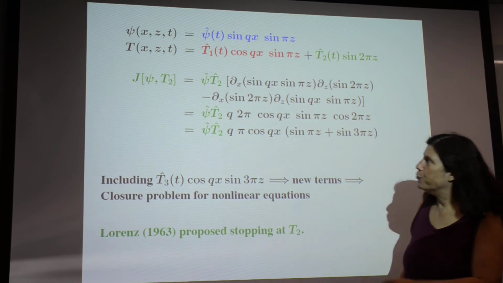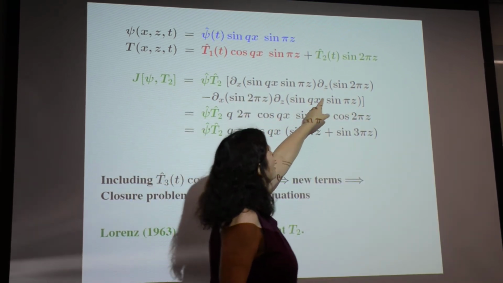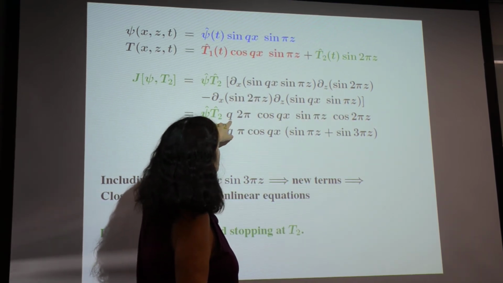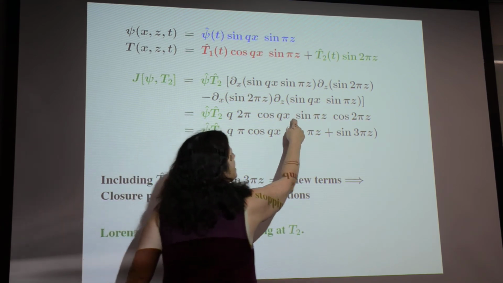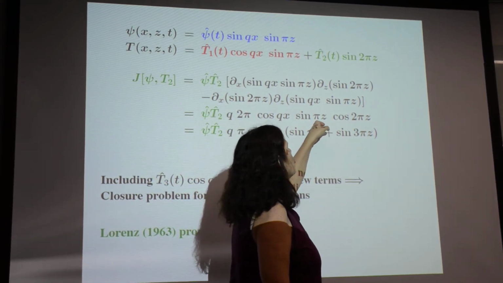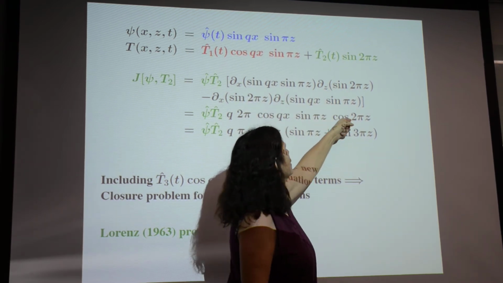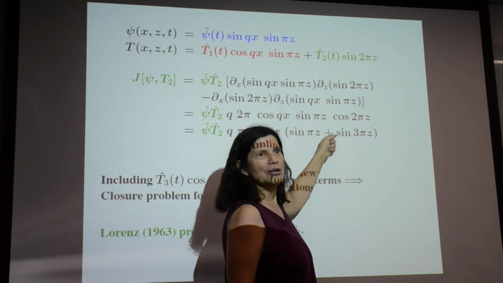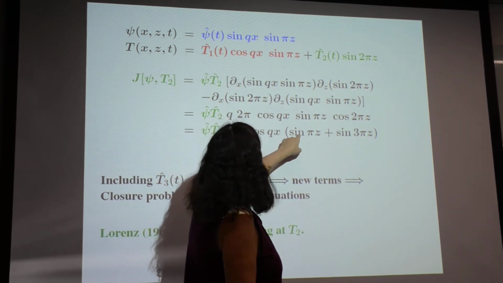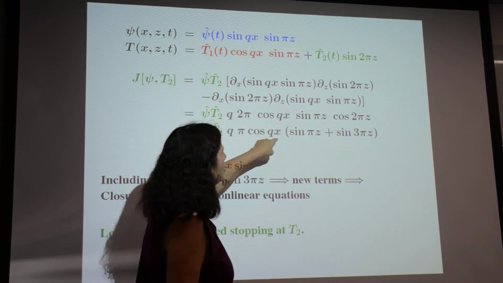You get, as before, the sine turns into a cosine. Here you have a sine that turns into a cosine. You pull out a 2 pi, you pull out a q, and this thing here you can use trigonometry, and you have a 1 and 2, and that turns into a 1 and a 3. Right, everybody agree with that? Just trigonometry. With a factor of 1 half, which made this 2 disappear.